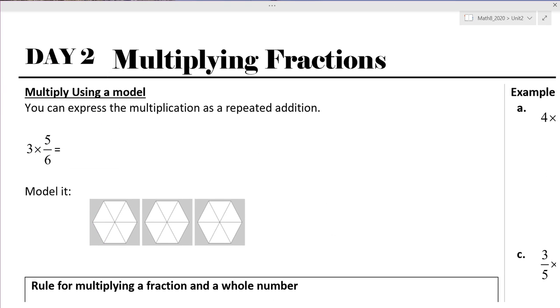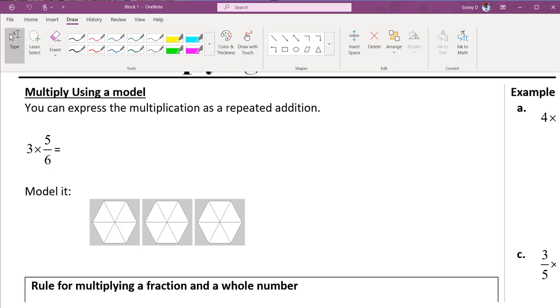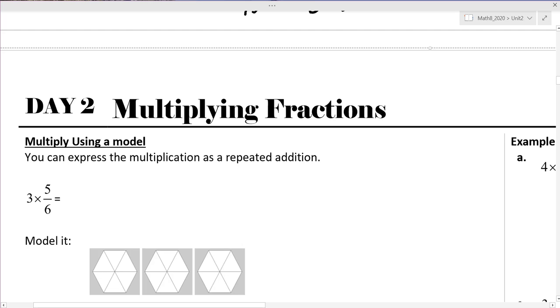Today we're going to talk about multiplying fractions. Remember, it doesn't matter that we're doing fractions, multiplication means the same thing. If we said 3 times 2, that just means that we have 3 groups of 2. Multiplication is just a fast way of adding. It just means 2 plus 2 plus 2, and it is equal to 6. We have 3 groups of 2.